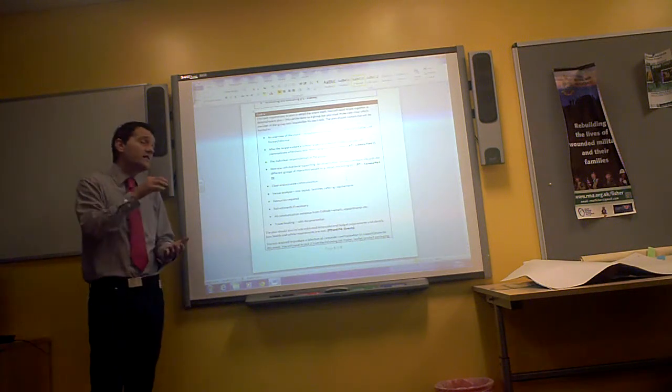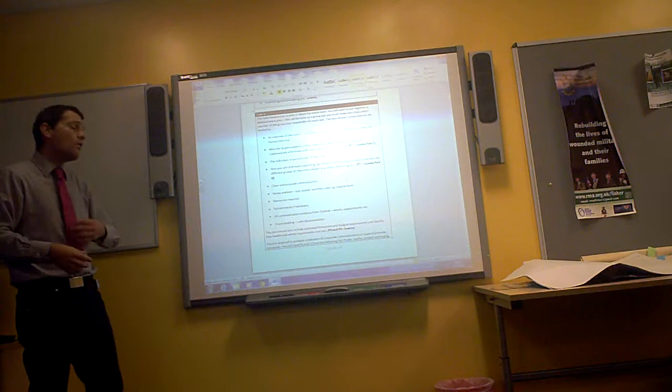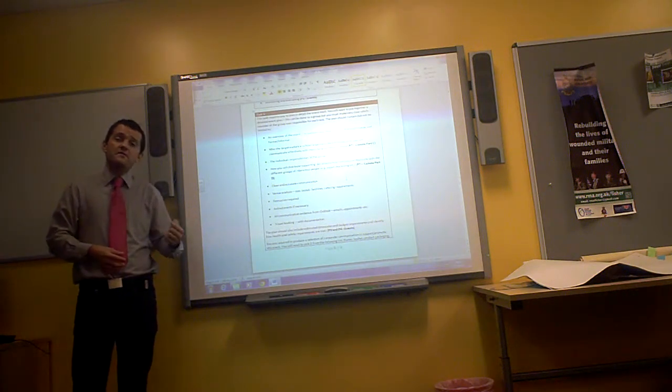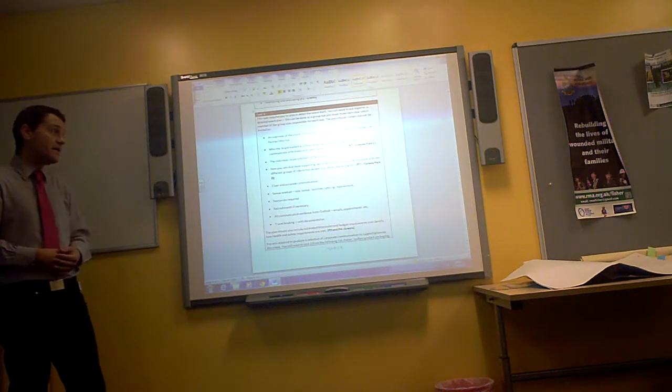But the key to this is thinking about the size of it. Can it fit enough people? What facilities are there? So if you need toilets, are there toilets nearby? How close are they? Can people find them when they're there?